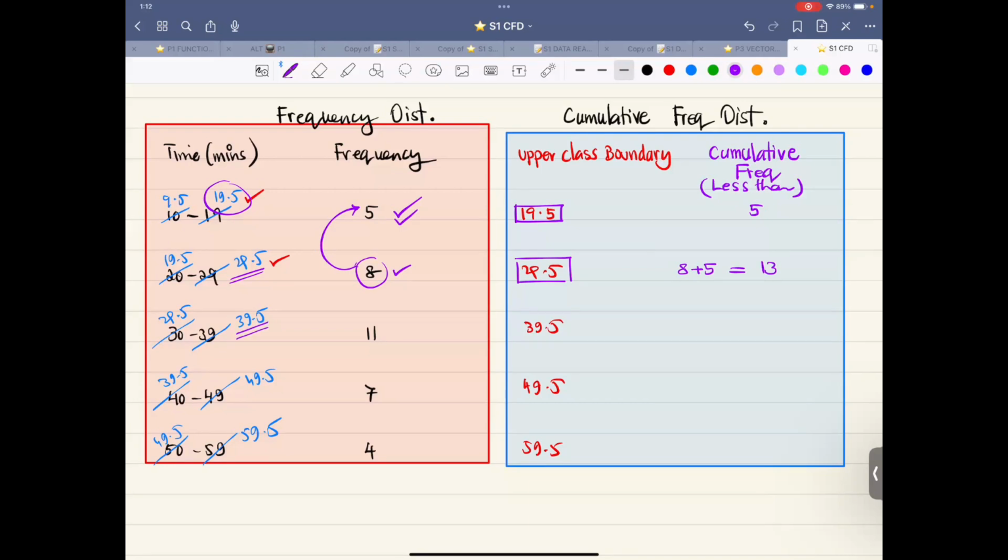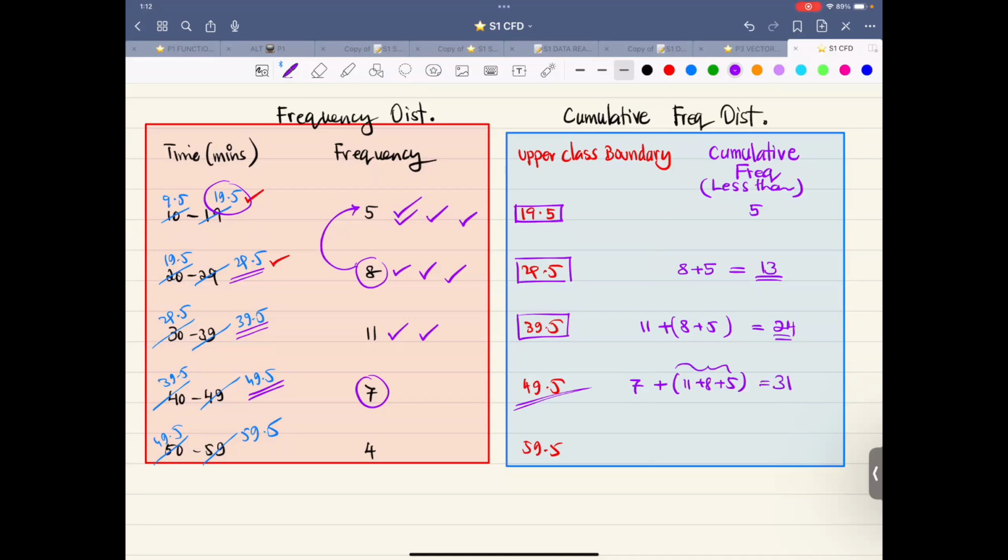How many people are reaching school in less than 39.5 minutes? That is 11 plus 8 plus 5, and 8 plus 5 is already 13 over here. So this comes out to be 24. How many people are reaching school in less than 49.5 minutes? So that is 7 plus this, plus this, plus this. So that is 7 plus 11 plus 8 plus 5, which is what? Which is 24. So 7 plus 24 is 31.